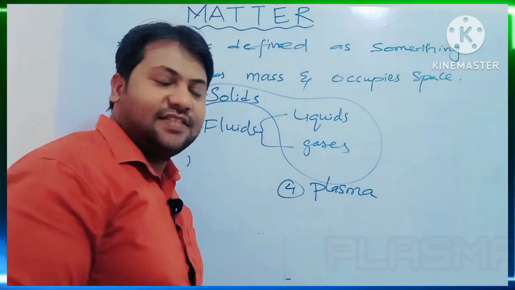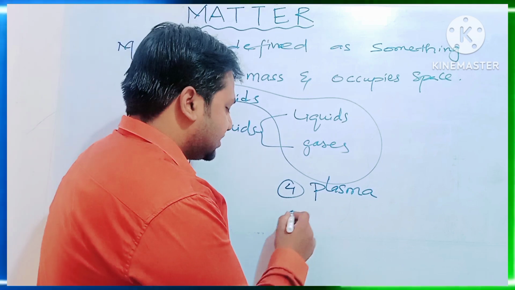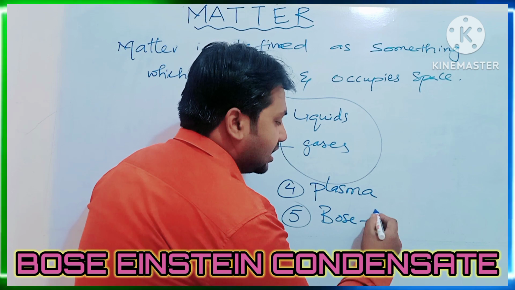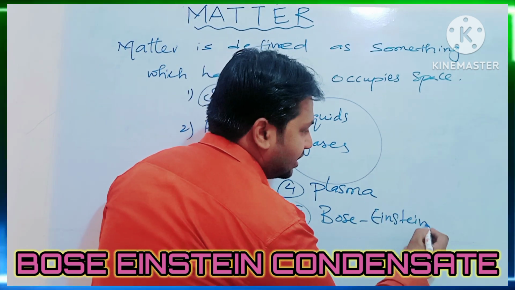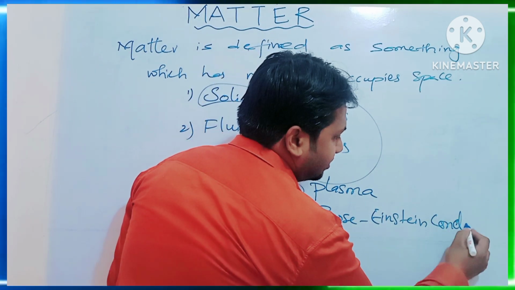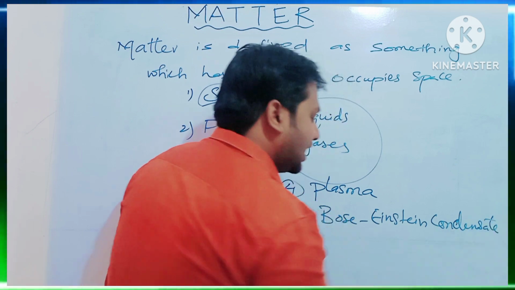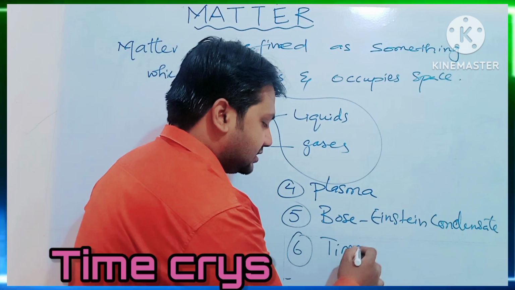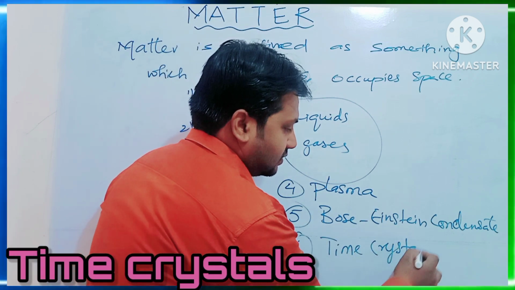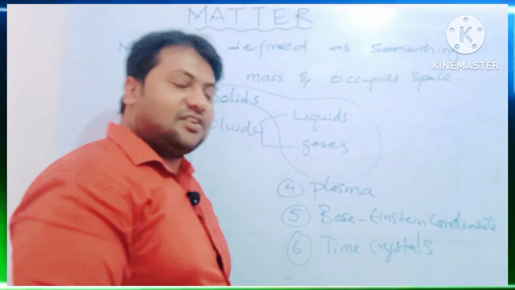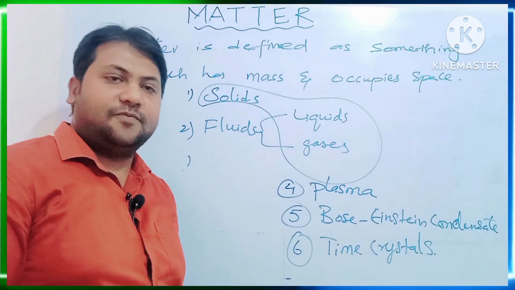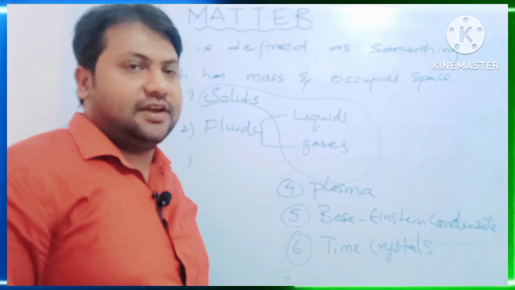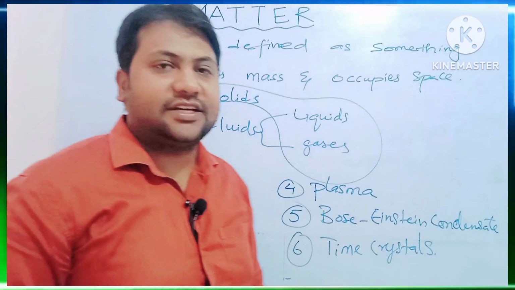And the fifth state of matter is called Bose-Einstein condensate. And the sixth is time crystals. So these are some states of matter in today's modern world. Let me define one after the other all these states of matter.